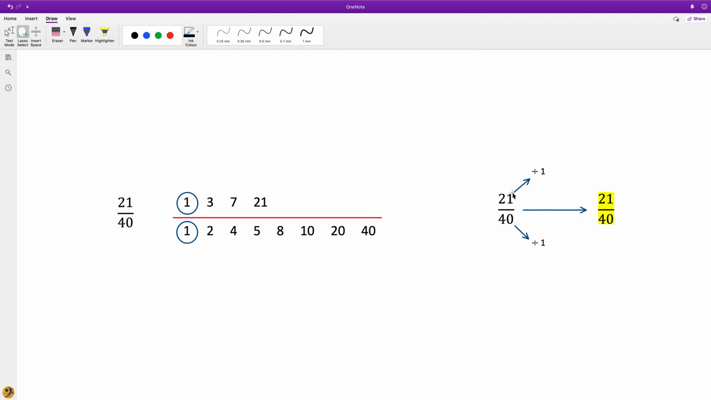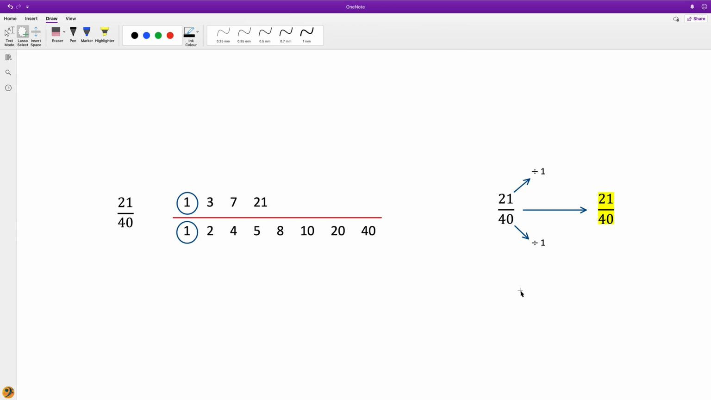So we have our numerator, 21. We divide that by 1, which gives us 21. And same deal on the bottom. If we have our denominator, which is 40, and we divide that into one group, we're going to have 40 in that group.